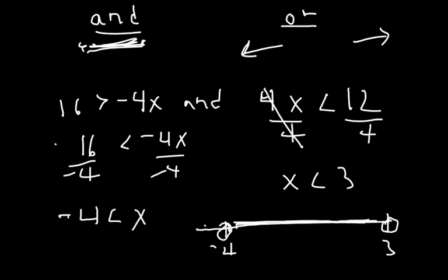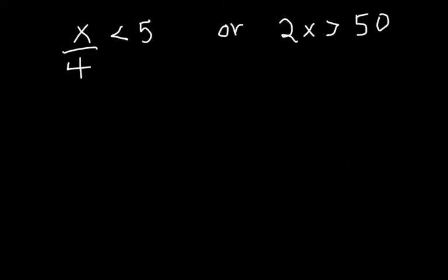But it can't go any higher than +3 because our other condition is that x is less than 3. So this is the one where we get a line segment. When you have them connected with the word and, you will get a line segment. So in the next screen, let's take a look at what happens if the conditions are an or statement.